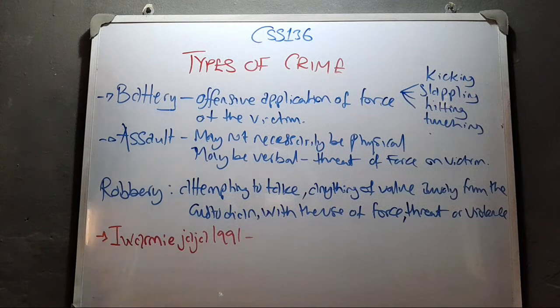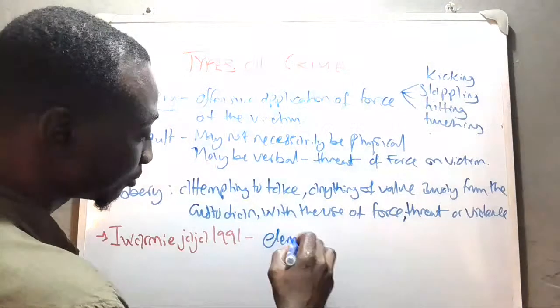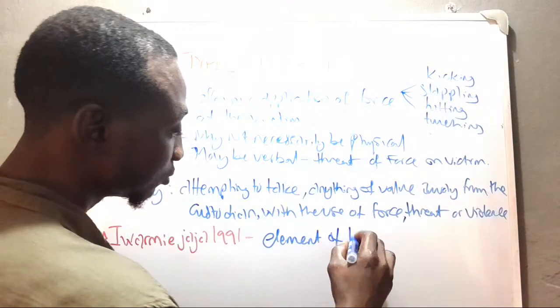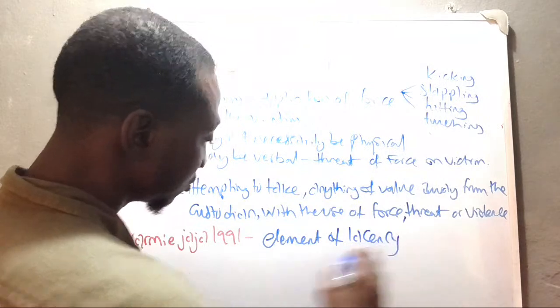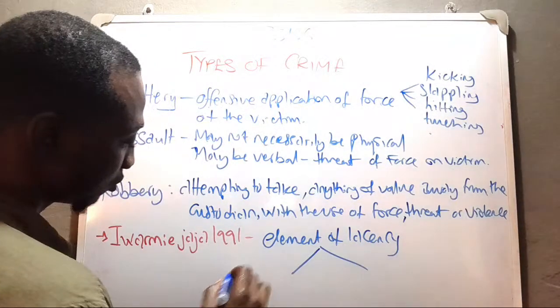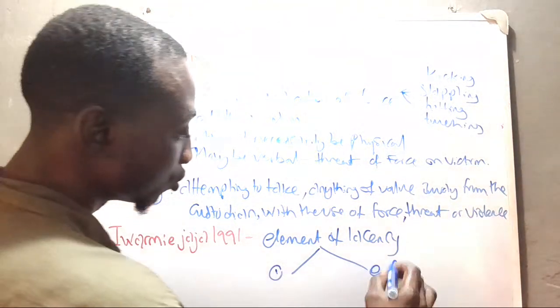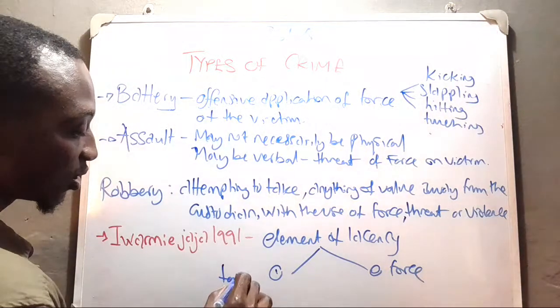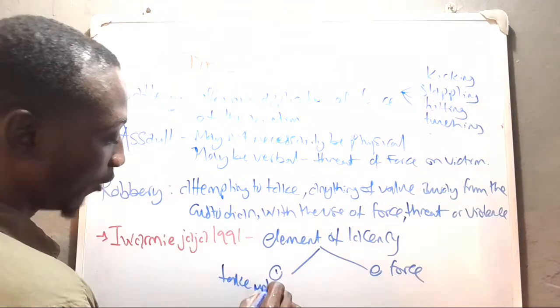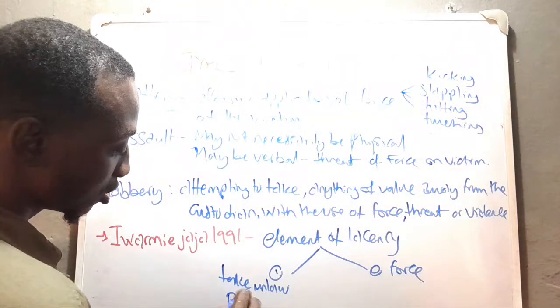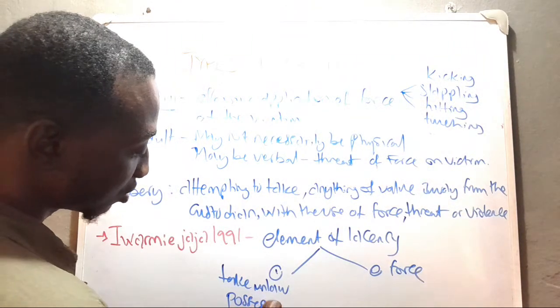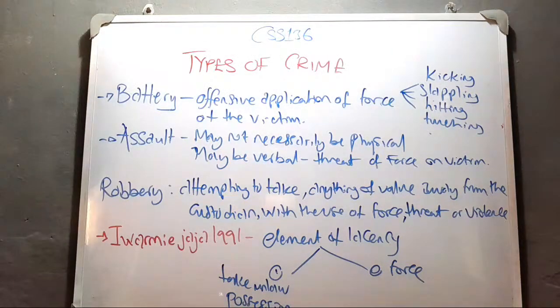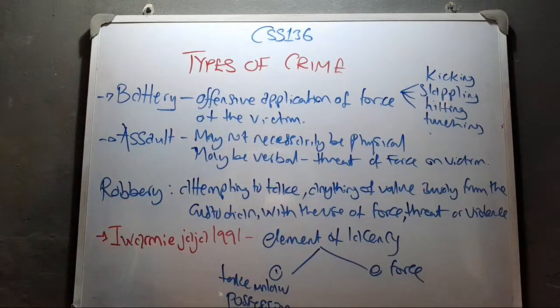Now, these are the elements of larceny: first, taking; second, use of force; unlawful possession. All right, so we have that.